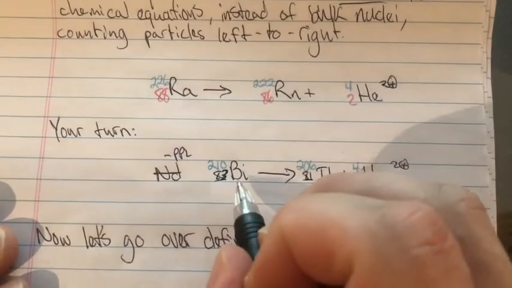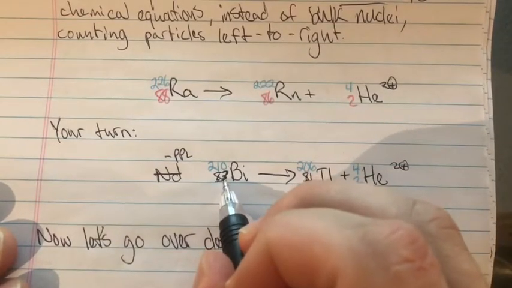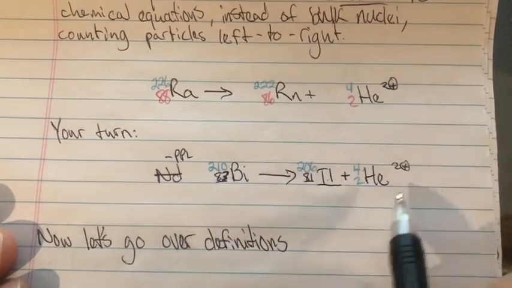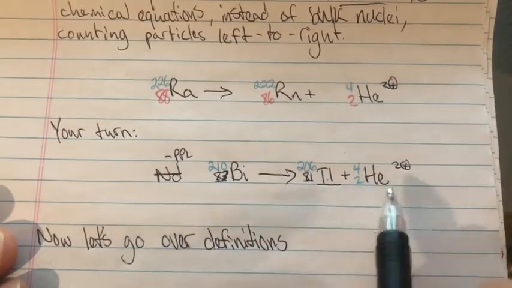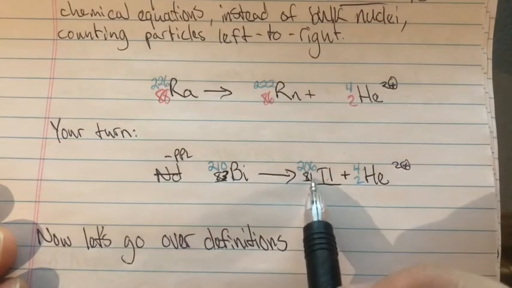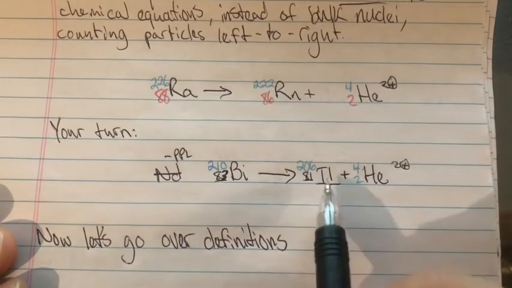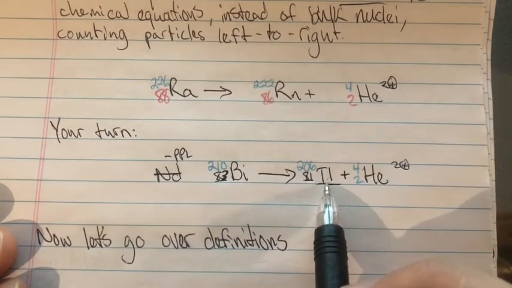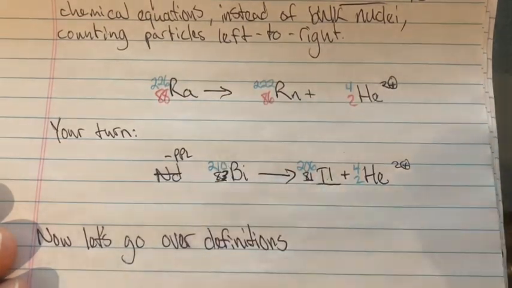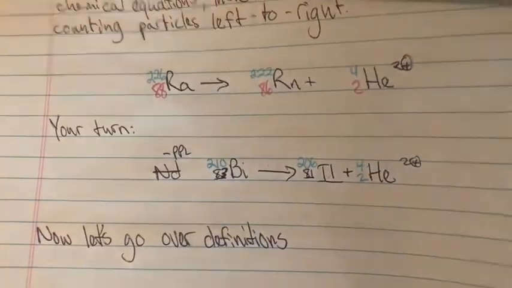Alrighty, so we're going from bismuth, which has an atomic number, or Z, of 83. To lose 2 protons from alpha emission, we're going to get 81 as a count. So that's going to be thallium. Okay, so going from 210 to 206, we've lost 4 atomic mass units to go down to 206.